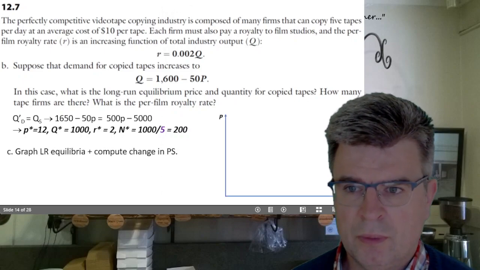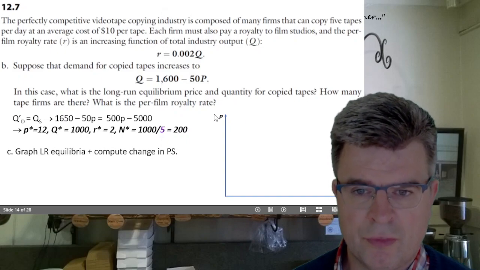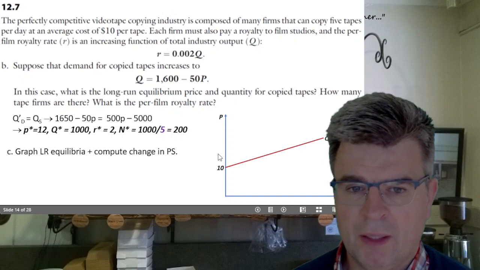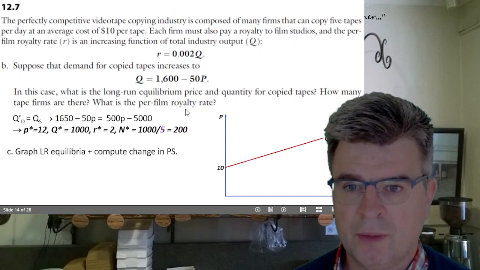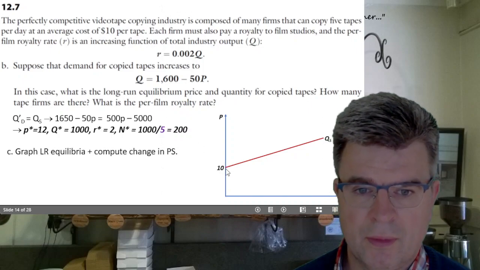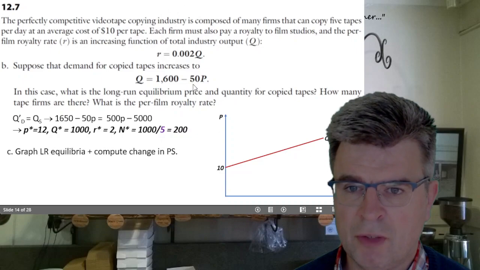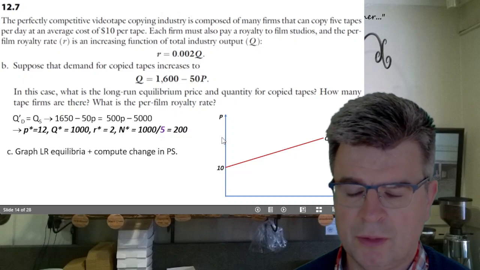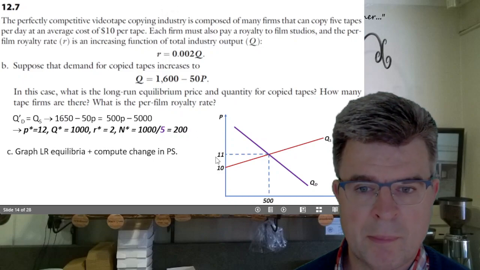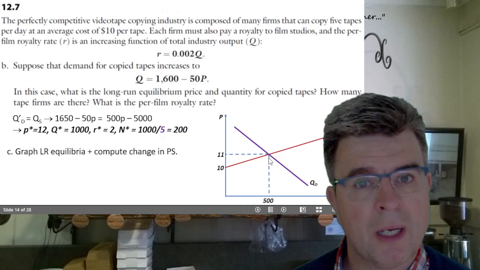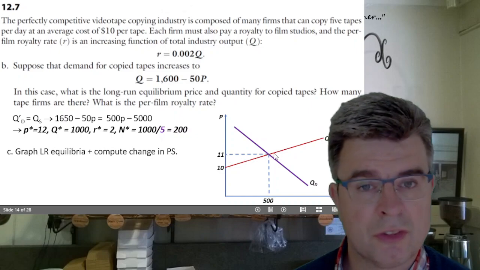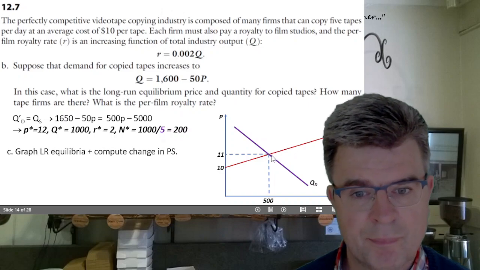Okay, so let's do that. Here we have a graph with the quantity on the x-axis and the price on the y-axis. We have the supply function, which is equal to this line over here, and the demand function we just get from this equation over here. We have an equilibrium outcome where the quantity supplied is 500 and the price is equal to 11, and this is the situation of question A.